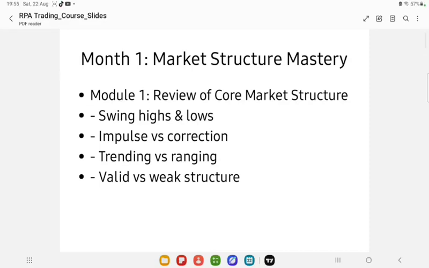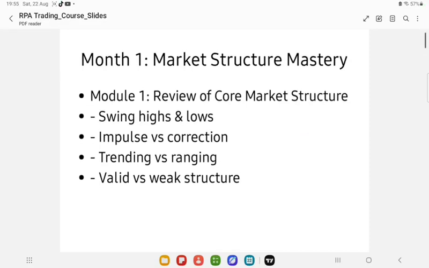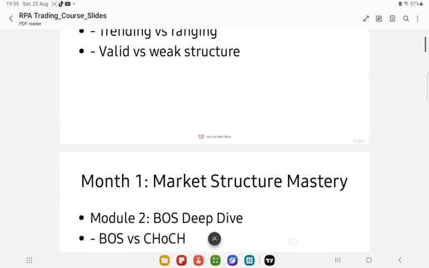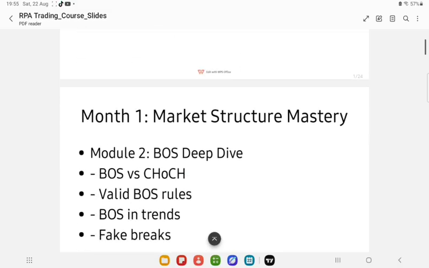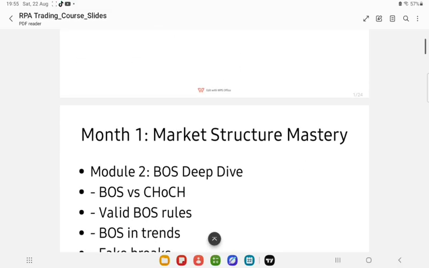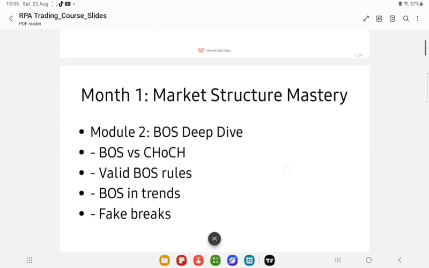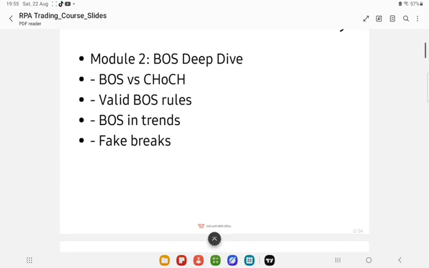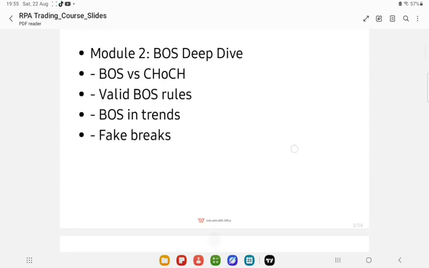To another episode on market structure mastery. Now, previously, a few months ago, we talked about market structure. We talked about how to identify valid break of structure, how to identify valid change of character, and many more like that. How to identify a weak trend and the likes.